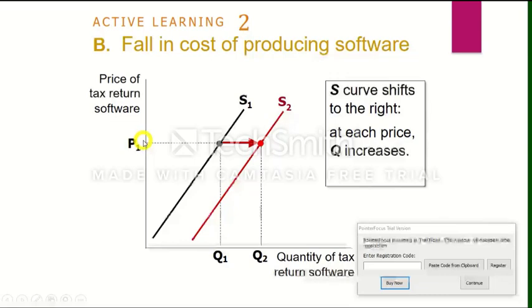Here the price of the product is not changing, but the input price, or you can say the cost of producing software, decreases. So this causes the supply curve to shift in the right direction from S1 to S2, and quantity also increases from Q1 to Q2.